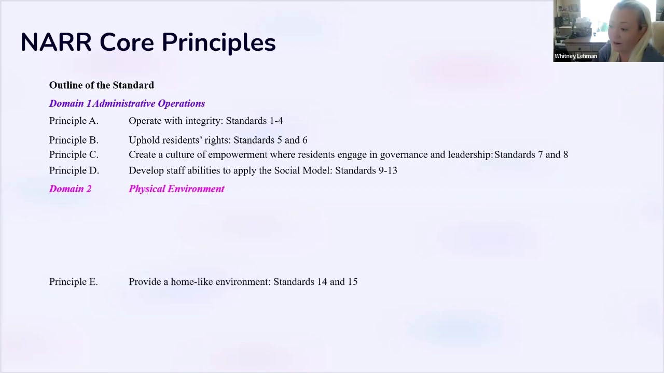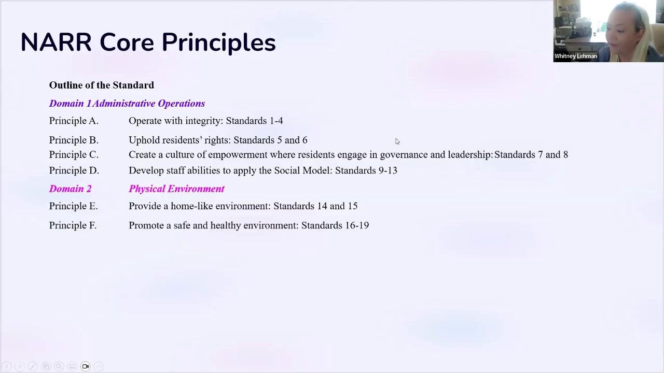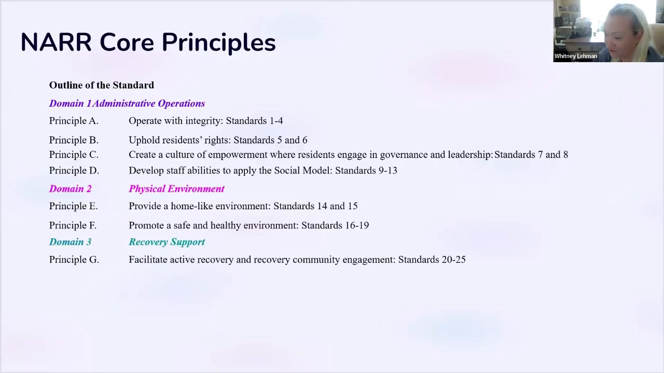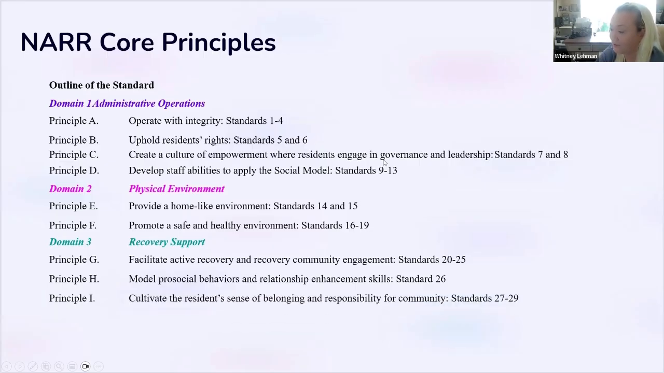Domain 2, your physical environment. Principle E, you want to provide a home-like environment to the best of your ability. Principle F, provide a safe and healthy environment. Domain 3 is recovery support with principle G, facilitate active recovery and recovery community engagement. Principle H, model pro-social behaviors and relationship enhancement skills. Principle I, cultivate the resident's sense of belonging and responsibility for your community. And finally, domain 4, being a good neighbor. The principle J, be a good neighbor.